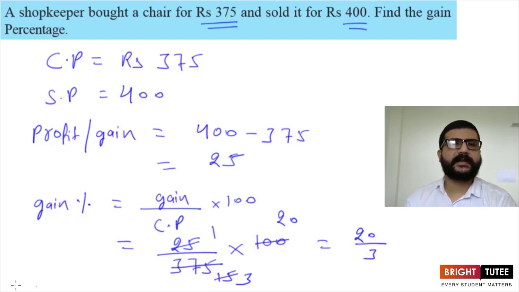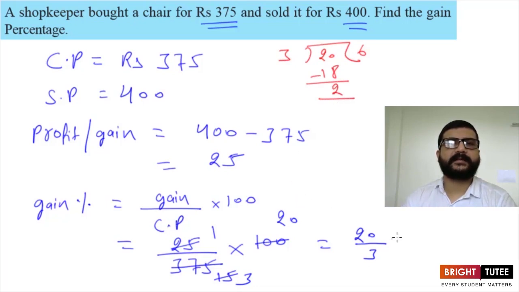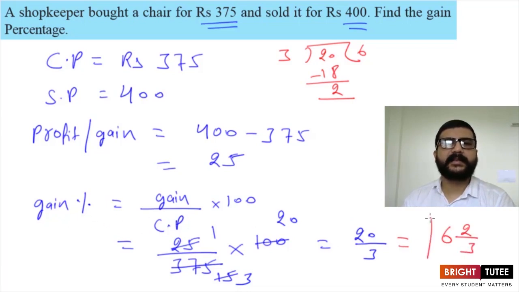Now let's find the mixed fraction form. For that we have to divide 20 with 3. Now 3 6s are 18, minus, 2 is the remainder here. So what we are getting from here? 6 2 by 3. So therefore gain percent is 6 2 by 3.